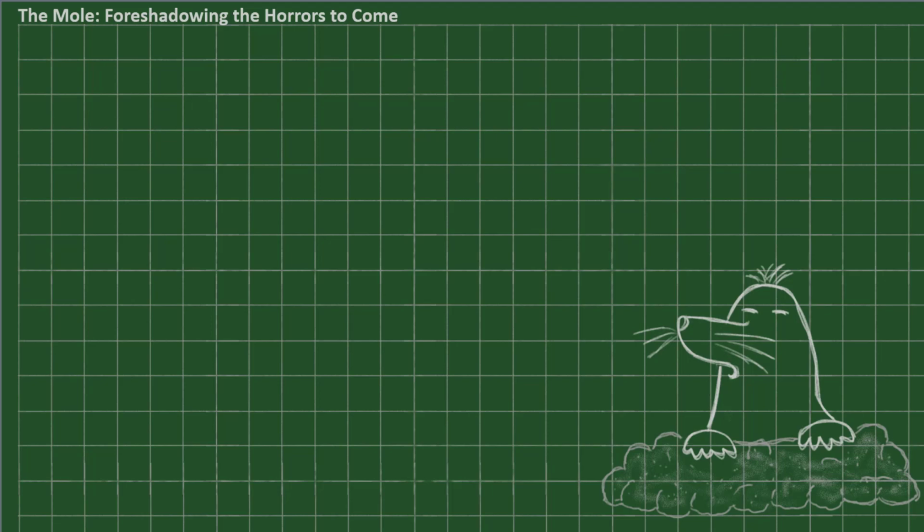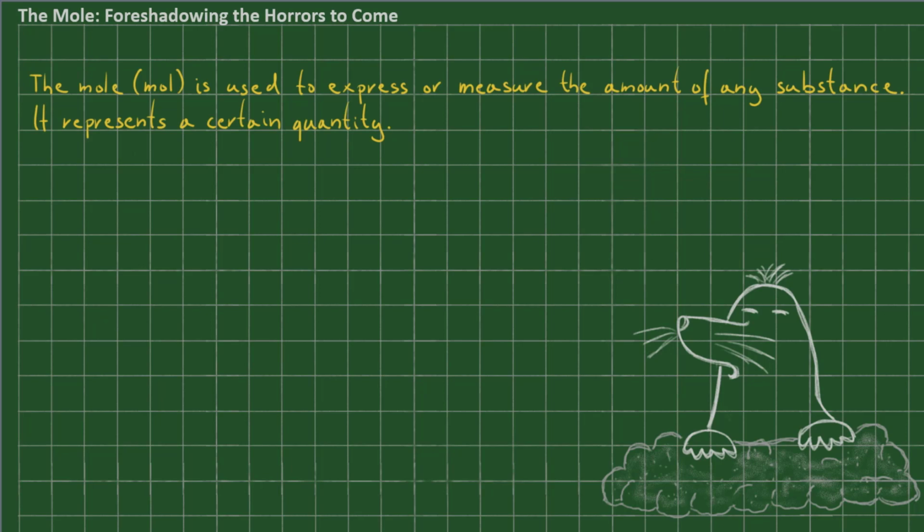The mole is a tricky but very important concept in chemistry. Without it, chemical calculations would be nearly impossible. Although we are not going to do any chemical calculations just yet, it is important to get a sense of this concept. In chemistry, the mole, often abbreviated mol, is used to express or measure the amount of any substance. It represents a certain quantity.